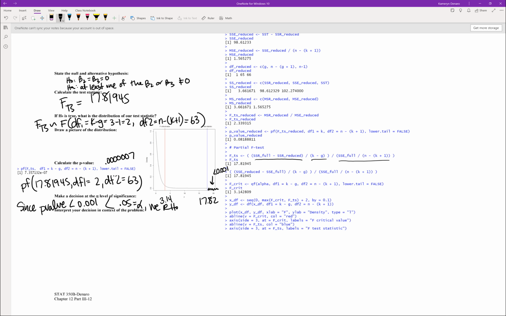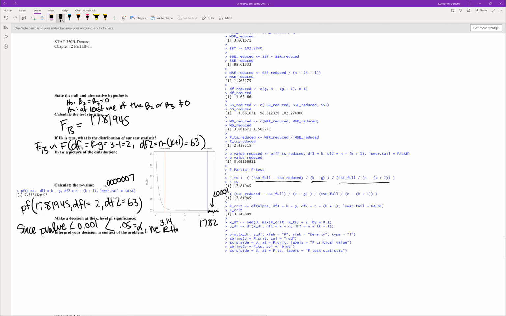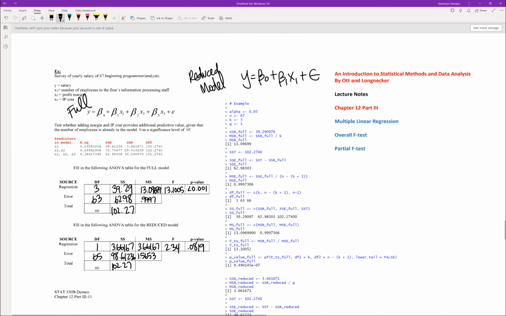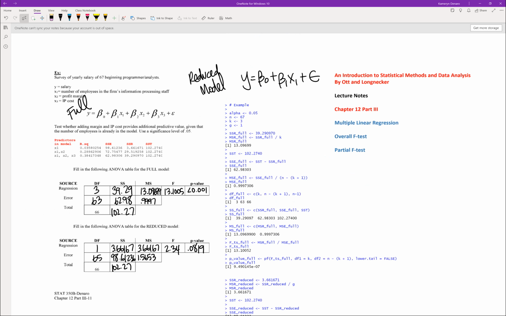Okay, interpret your decision in context of the problem. All right, well, remember that we're talking about profit margin and IP cost. So profit margin and IP cost provides additional predictive value to predicting the salary, given that we already had the number of employees in the model. So there is additional value to having profit margin and IP cost in addition to having how many employees are at the firm.